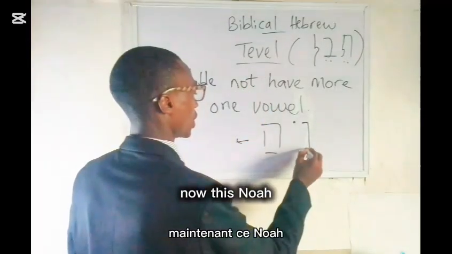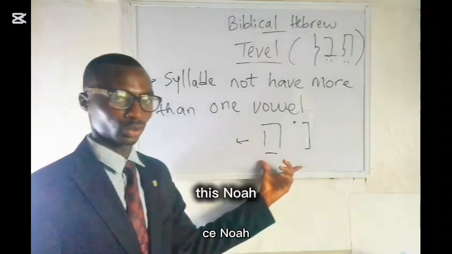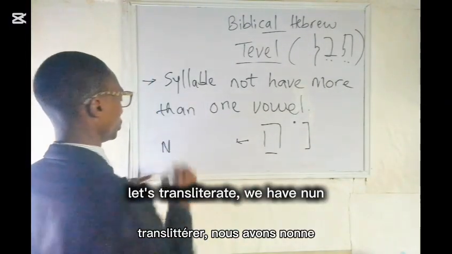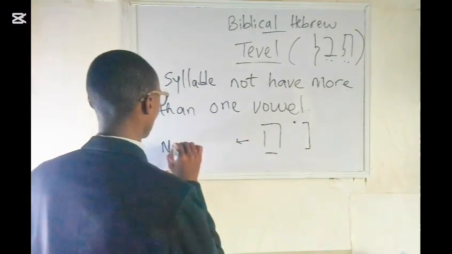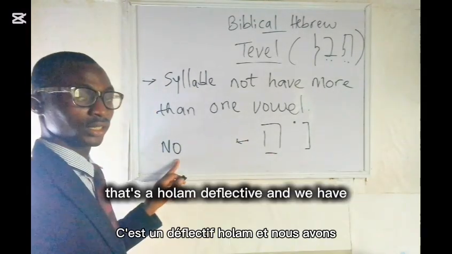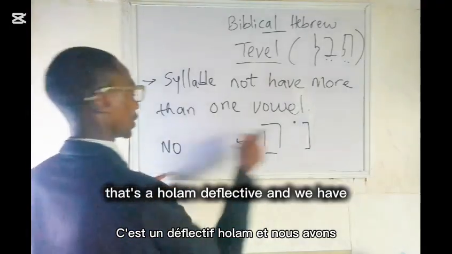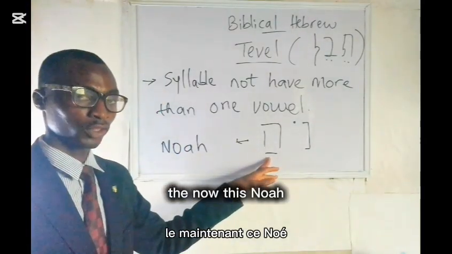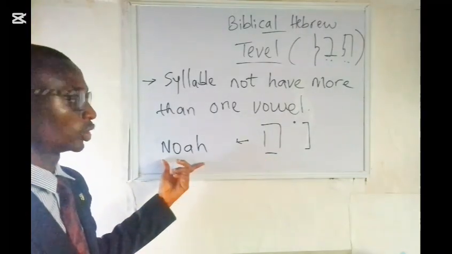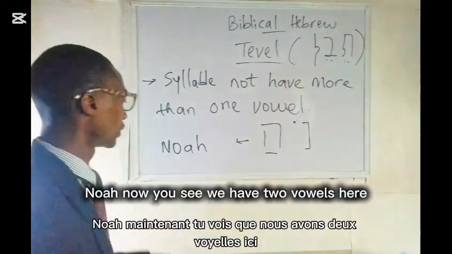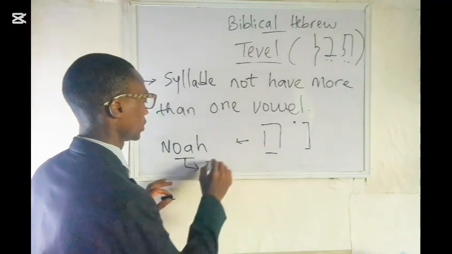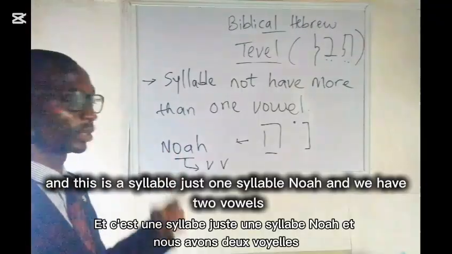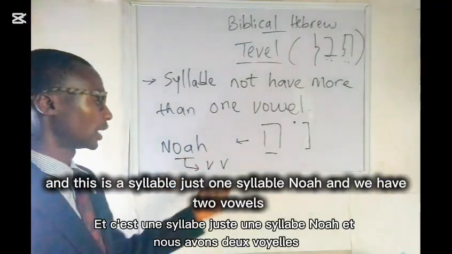Now this Noah. Let's transliterate. We have nun, we have that's holem, and we have the 40th pattern. Now this Noah. Now you see we have two vowels here, and this is just one syllable, Noah, and we have two vowels.